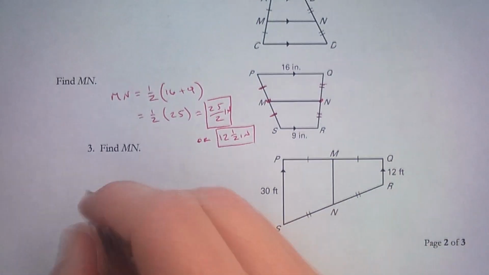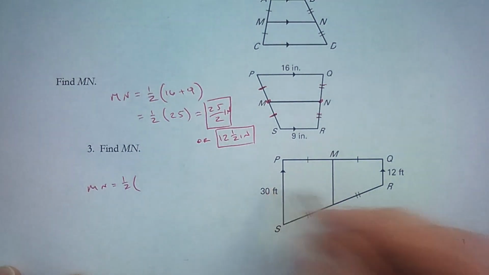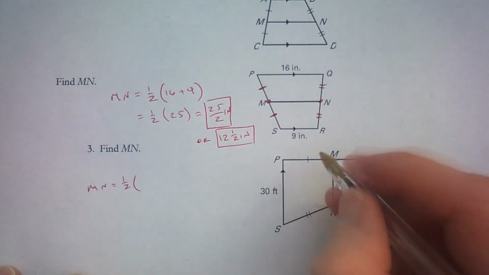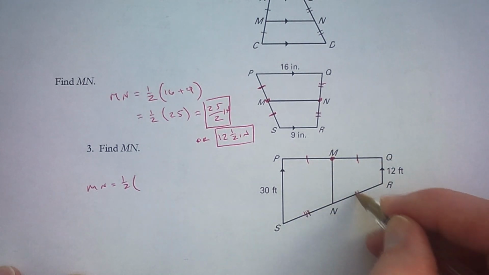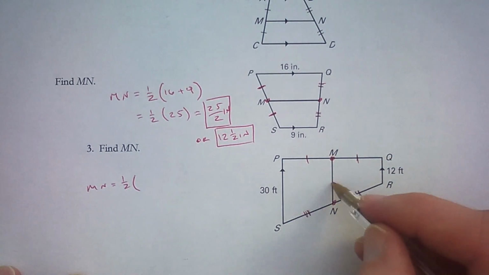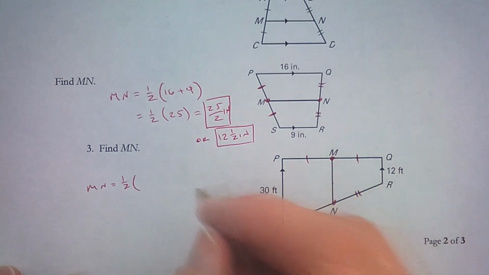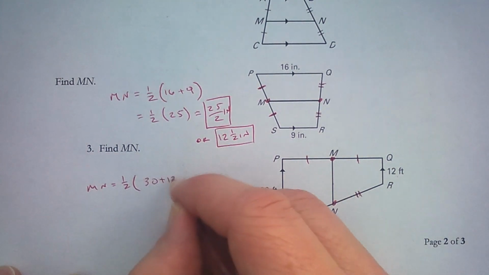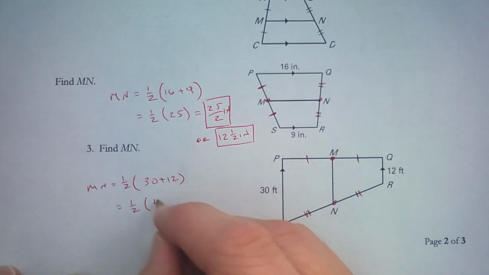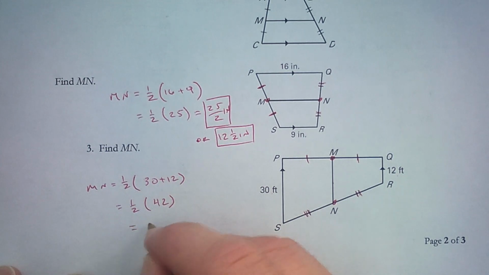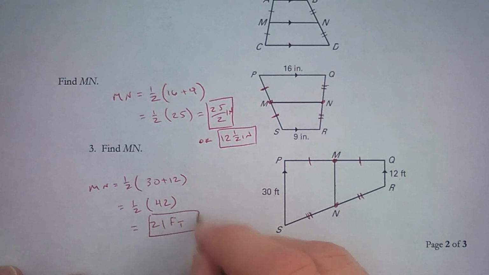So here the length of segment MN is 1/2 of 30 plus 12. I know it's a midsegment because these tick marks tell me M is a midpoint, and these tell me N is a midpoint, so I have a midsegment. Its length is half of 30 plus 12. So that's half of 42, and half of 42 is 21, so it is 21 feet.